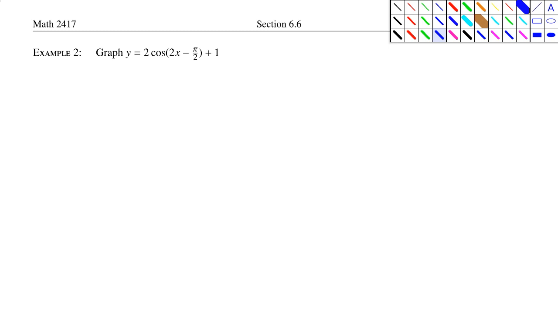Let's look at example 2. Graph y equals 2 cosine of 2x minus pi over 2 plus 1. So everything that we did for sine on the first page applies to the cosine graph with the shifts, the vertical shift, the phase shift, etc. You just have to remember that the cosine graph starts at 1 instead of 0, but everything else is the same.